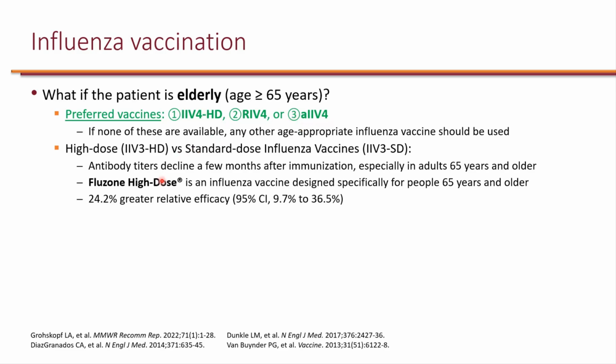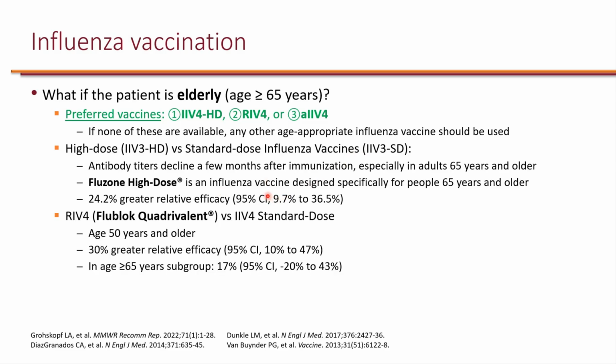And the reason these 3 are preferred over others is that, for one, the high dose was studied against the standard dose, and these are specifically in the trivalent vaccines where they did the randomized controlled trial, and they found that the high dose was superior to the standard dose. Specifically, it had about 24% greater relative efficacy compared to the standard dose.